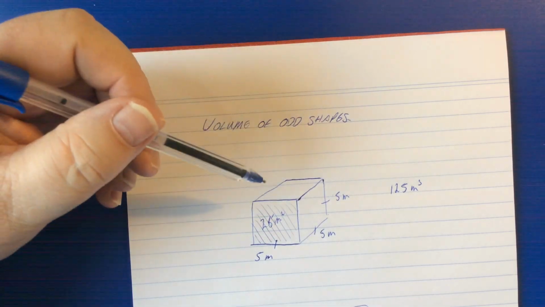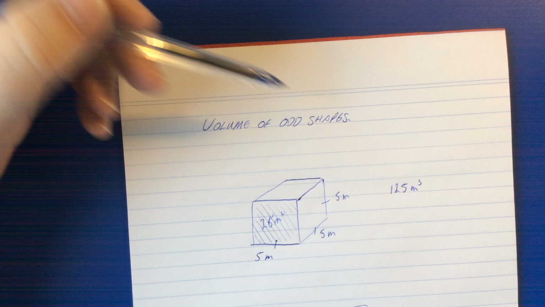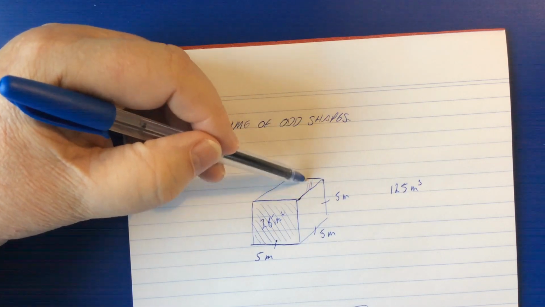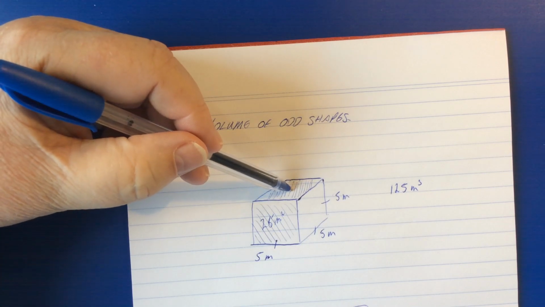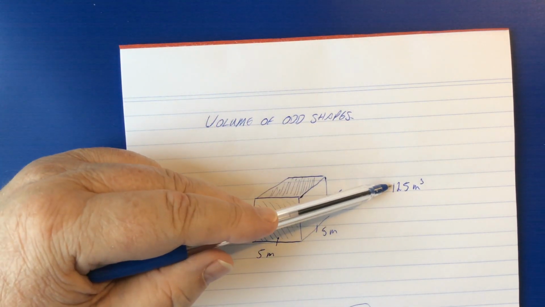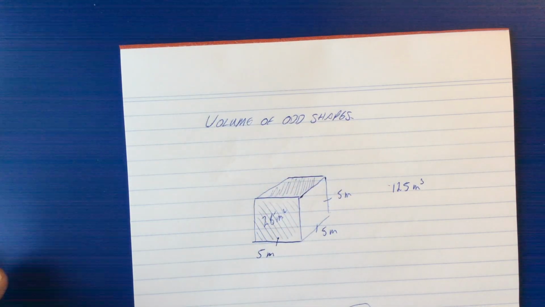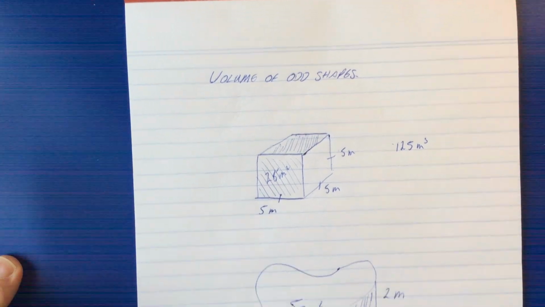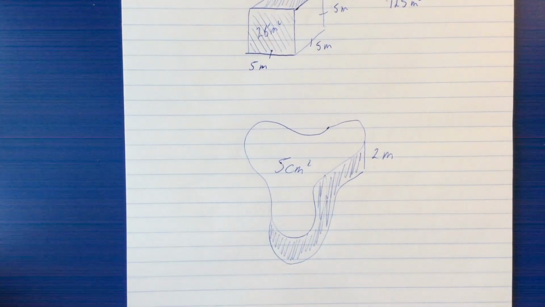Now, let's assume, for instance, that we knew that this was a cube and we knew the area of this face, which is 25. We could then multiply by 5 and we would get 125 meters cubed. That's the point I wanted to make. Now, I'm going to try and demonstrate that point with an odd shape.